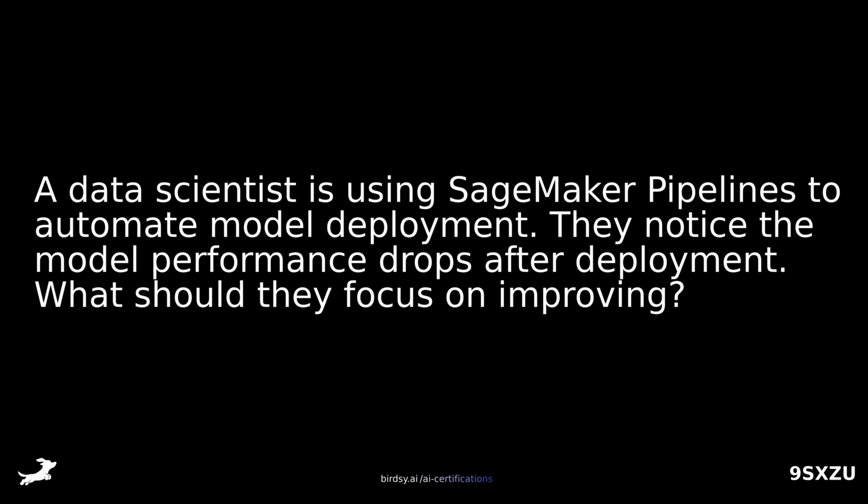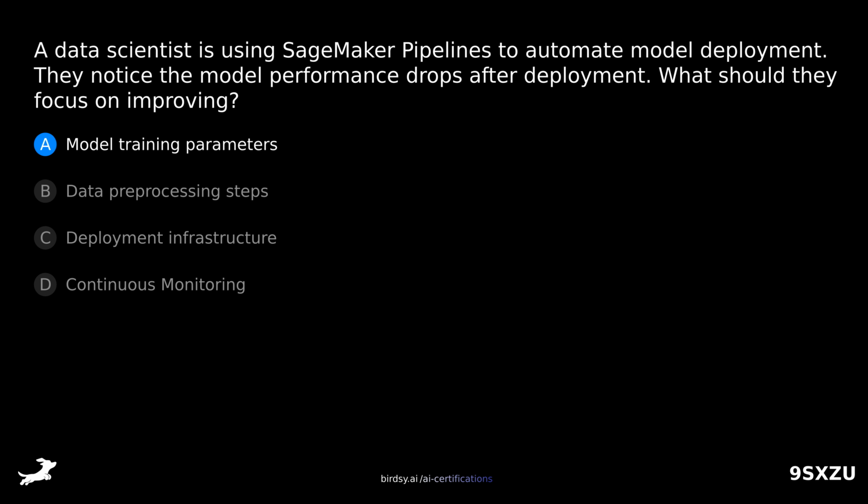A data scientist is using SageMaker pipelines to automate model deployment. They notice the model performance drops after deployment. What should they focus on improving? Is it A, model training parameters, B, data preprocessing steps, C, deployment infrastructure, or D, continuous monitoring? The answer is D, continuous monitoring.